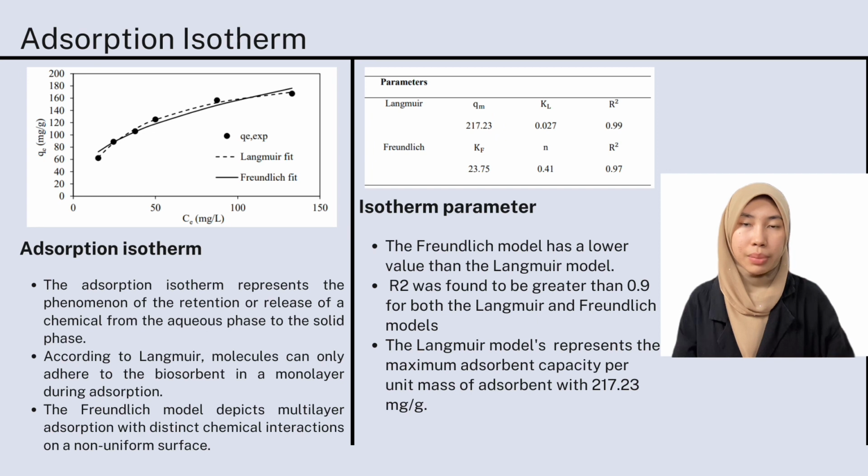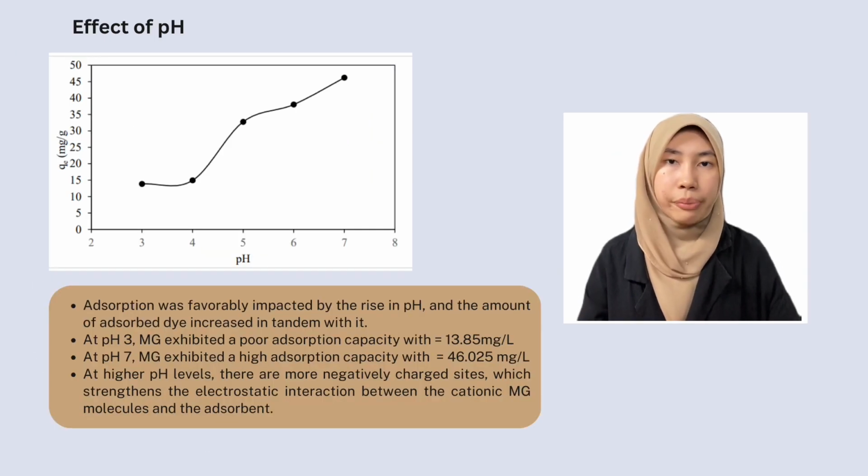Based on isotherm parameters, the Freundlich model has a lower value. R² for Langmuir and Freundlich was found to be greater than 0.9, with Langmuir 0.99 and Freundlich 0.97. That means adsorption of malachite green using PaOPT can be interpreted as mono and multilayer adsorption, but the Langmuir model shows the maximum adsorbent capacity of 217.23 mg per gram. Next parameter is focused on effect of pH.